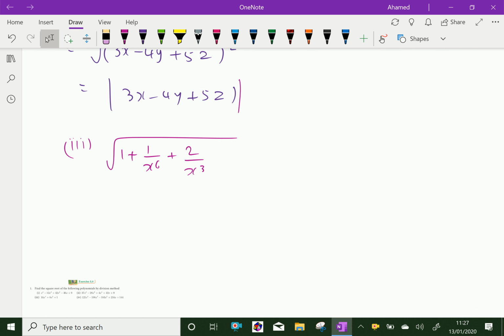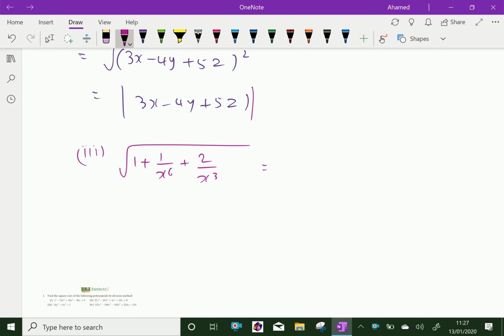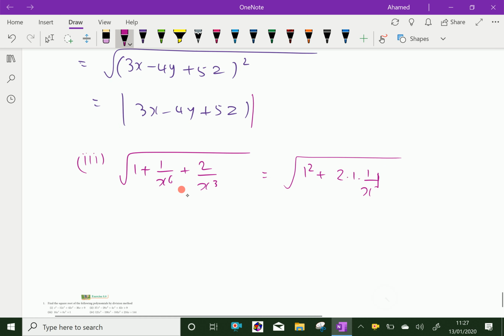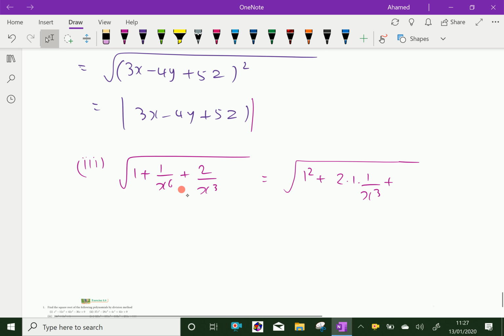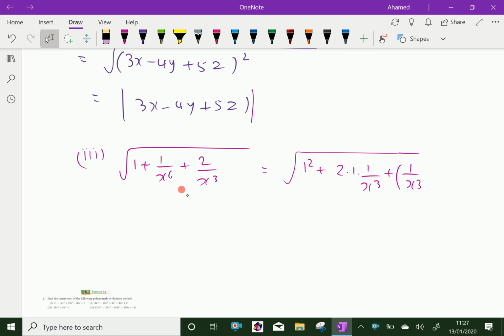Now let us rewrite this. First, 1 is 1 square. Now 2 over x cube we can write as 2 into 1 into 1 over x cube, plus 1 over x power 6 can be written as 1 over x cube the whole square. Now look at this here. This is in the a square plus 2ab plus b square form. So we can write this as square root of 1 plus 1 over x cube whole square. Therefore, the square root is modulus of 1 plus 1 over x cube.